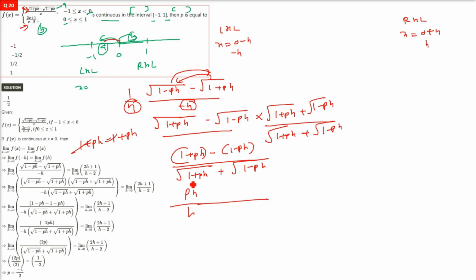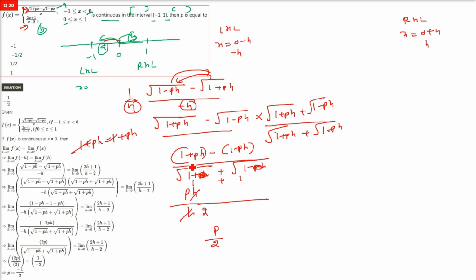Please remember, it is not 2 pH, it is 2 pH. I'll just change it. In the denominator, you remember H was already there, so H gets cancelled. Applying the limit here, under root 1 plus under root 1 in the denominator is 2. So 2 pH divided by 2H it was. So finally what do we get? We get only P.